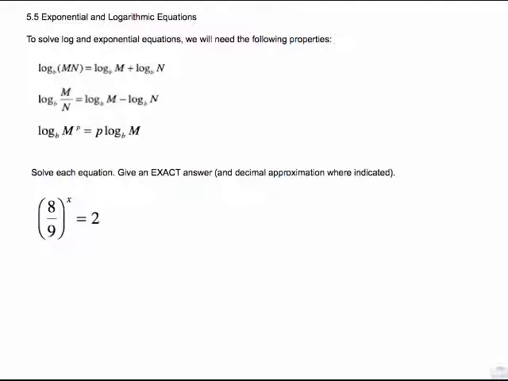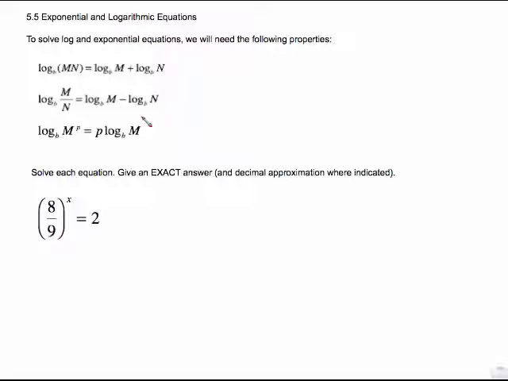This is pre-calc section 5.5, exponential and logarithm equations. We're only going to get the exponential equations done in this video. We'll do the log equations in another video. To solve log and exponential equations, we'll need the following properties.